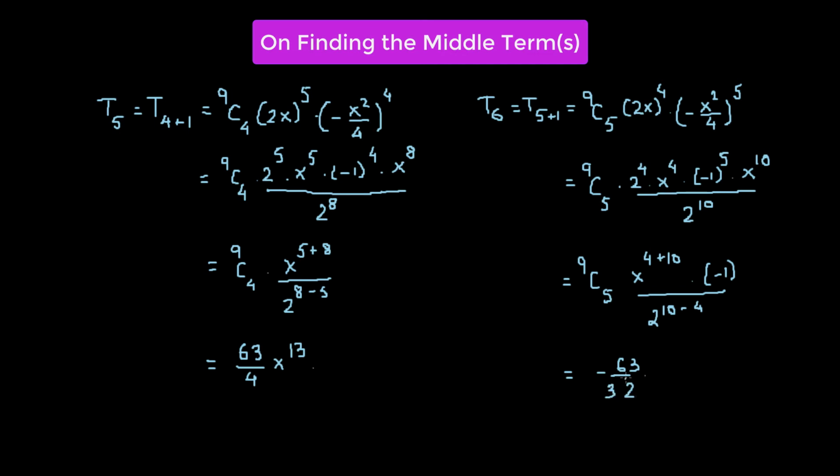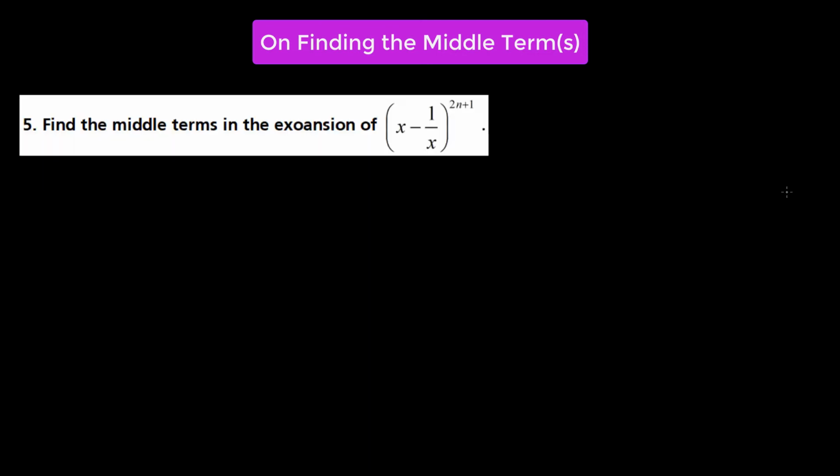63 over 32 times x raised to the power 14. So these are the two middle terms for the given binomial expression. Let's go to the next one.